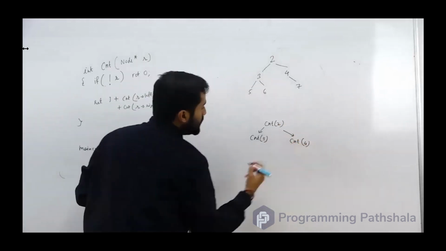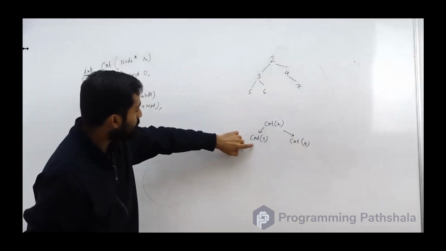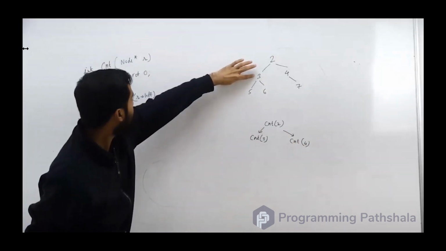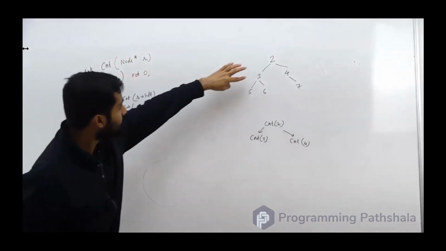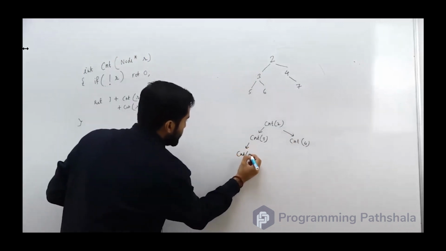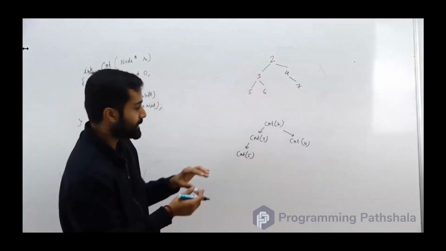Correct? Now, you might have learned how recursion works. The control comes from here to here. So now when you are at count of 3, this thing gets called for 3. Again, this condition is false. So you will come here. When you will come here, you will make a call to count of 3's left, which is 5. So you will call count of 5. And after that, you would also call count of 3 right, which is 6.